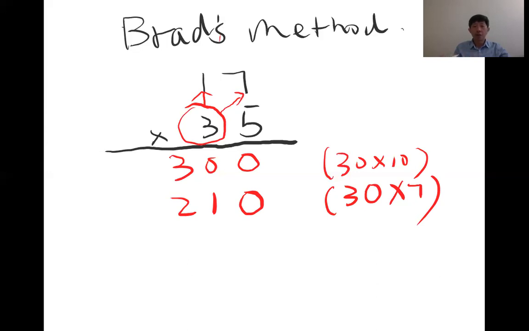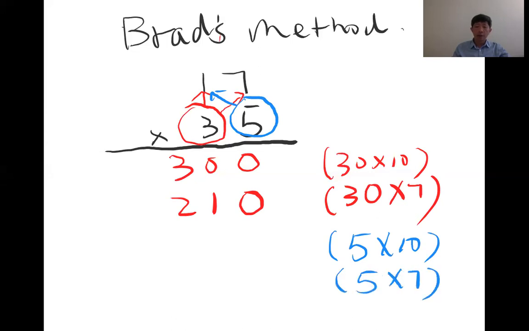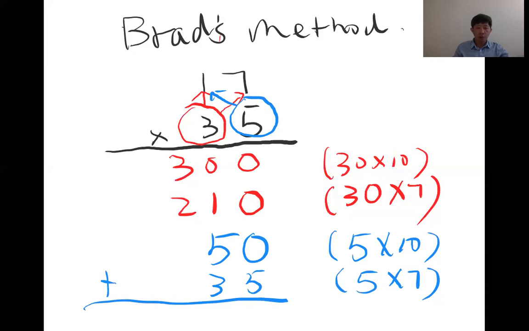Next, we take the units times 10, and units times unit. So unit times 10. So we take the 5 times 10. Next 5 times 7, right? 5 times 10, which is 50. Unit times unit, 5 times 7, which is 35. Add up the total, so 595, okay, 595. So that is the Brace method.